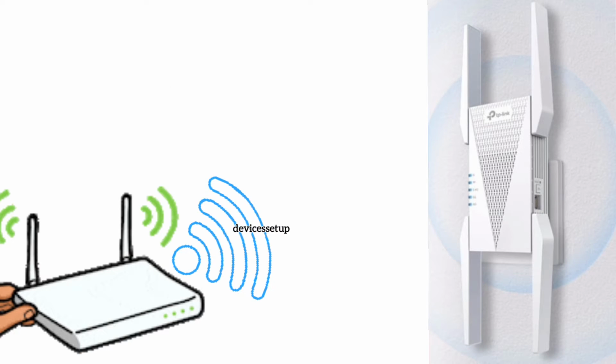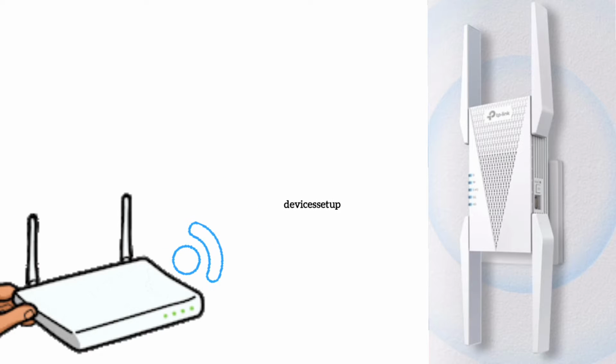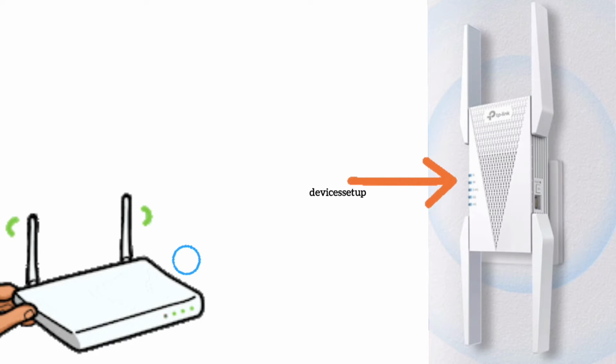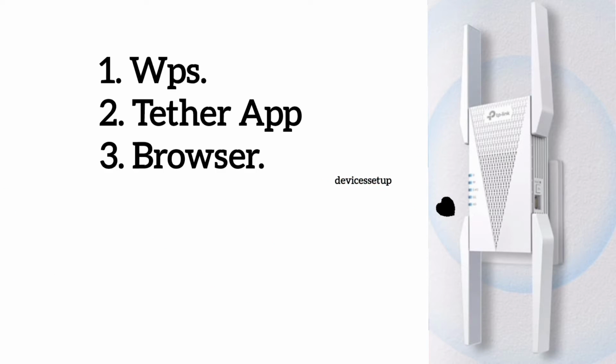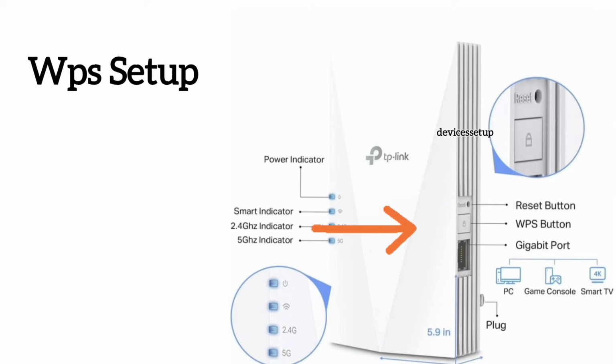So to start the setup, first plug the extender in the same room as the router and then wait for its power LED to get stable. Now there are three methods to set up the extender. First is via WPS, second via app, and third is via browser. So let's learn the WPS method first.